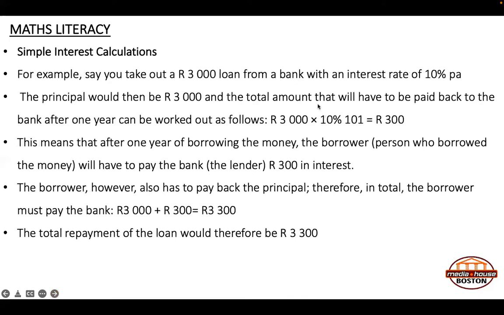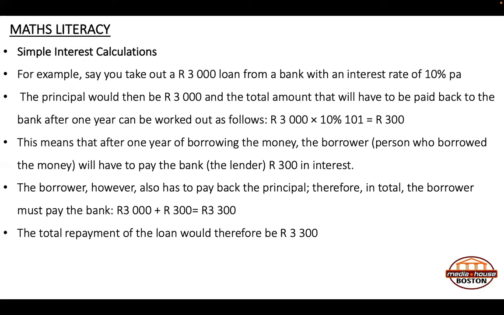So for example, let's say you take out a 3,000 Rand loan from a bank with interest of 10% per annum. The principal would then be 3,000, and the total amount that will have to be paid back to the bank after 1 year can be calculated as follows: 3,000 times 10%, and that will give you 300. We can do a simple calculation on our calculator, and it's going to give us 300.